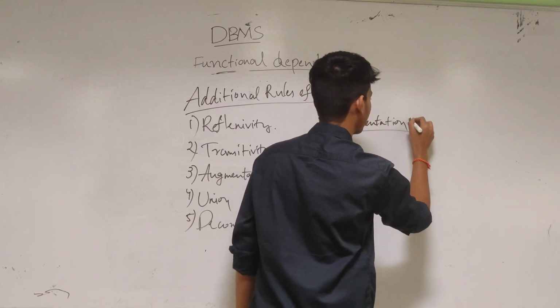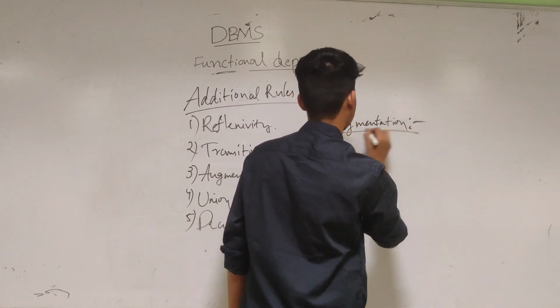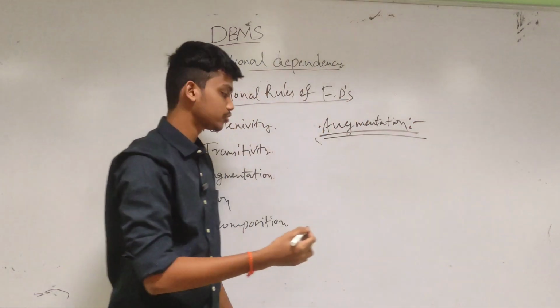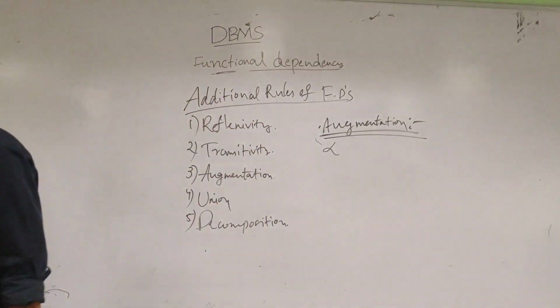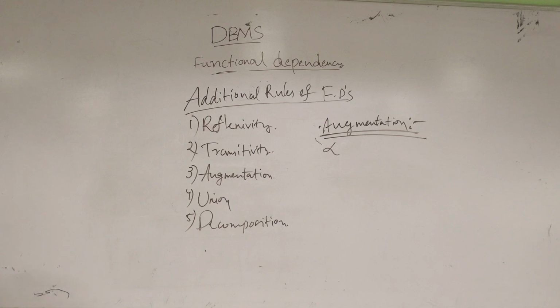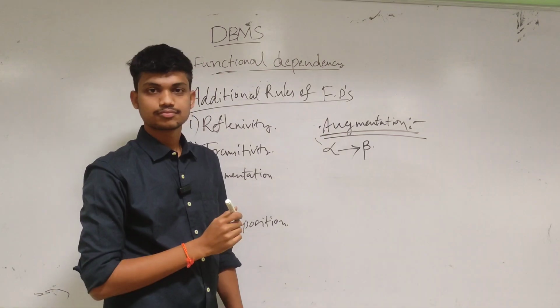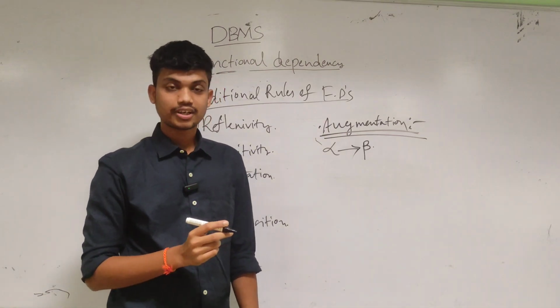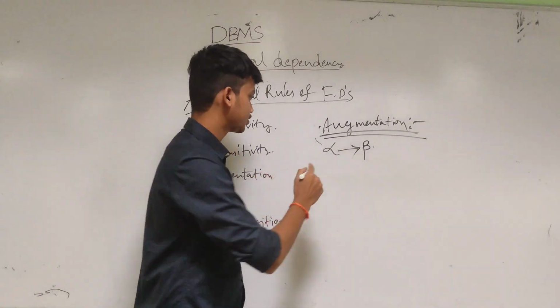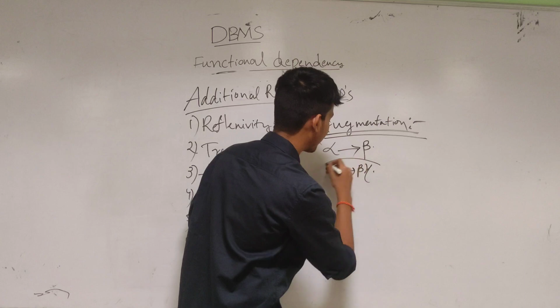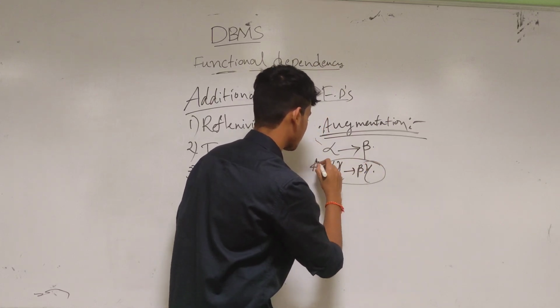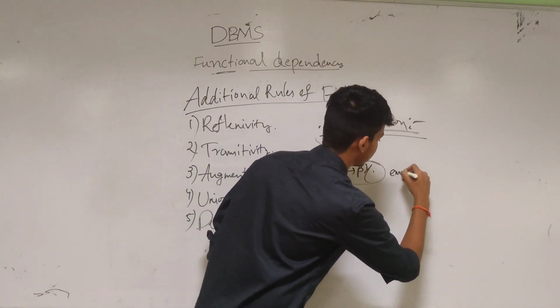Now let us discuss augmentation. What does augmentation say? Let us say alpha to beta is a functional dependency, then alpha gamma to beta gamma is also a valid functional dependency. It exists.